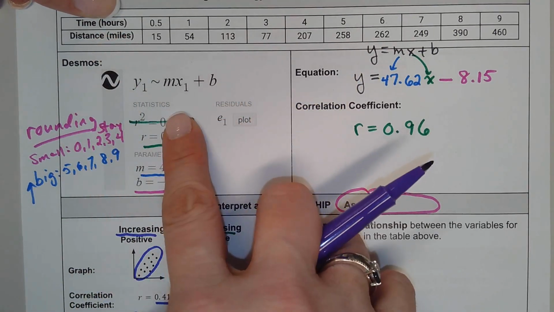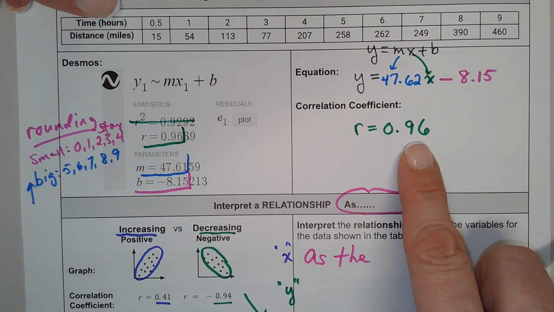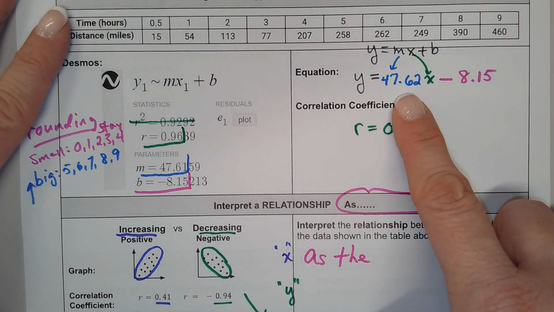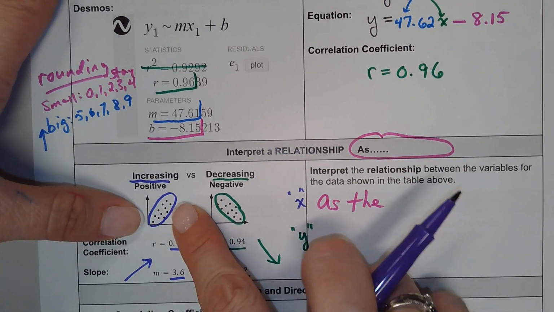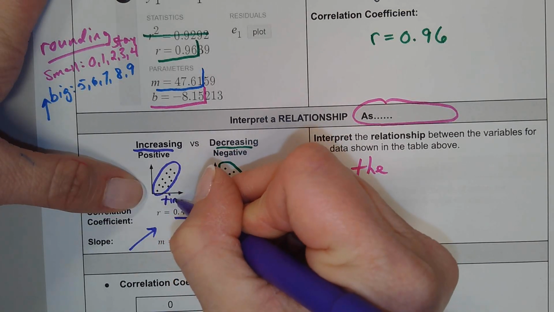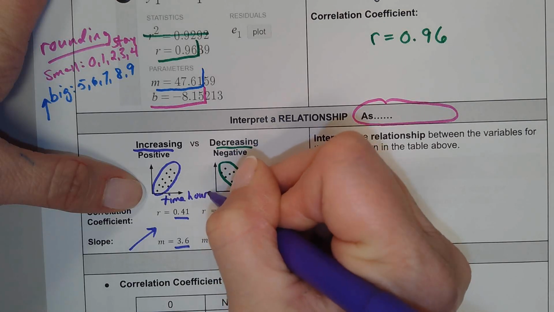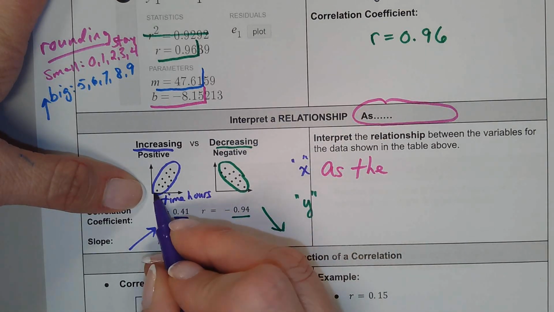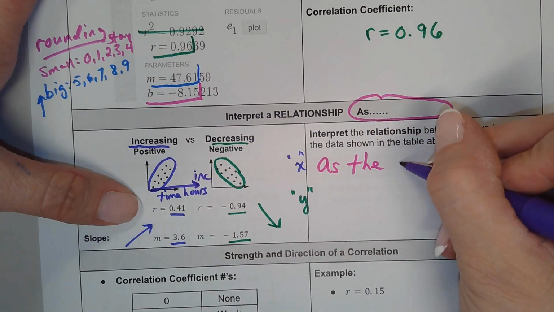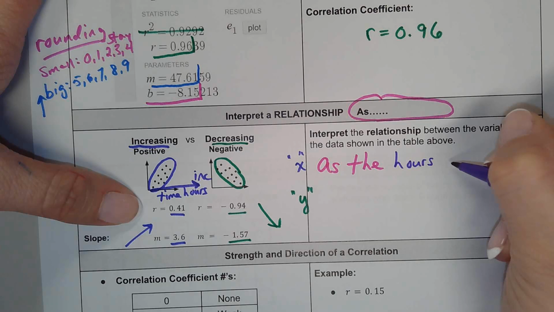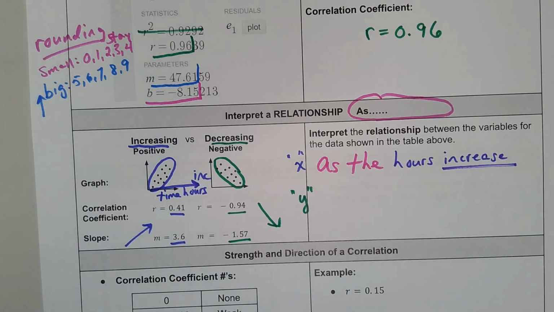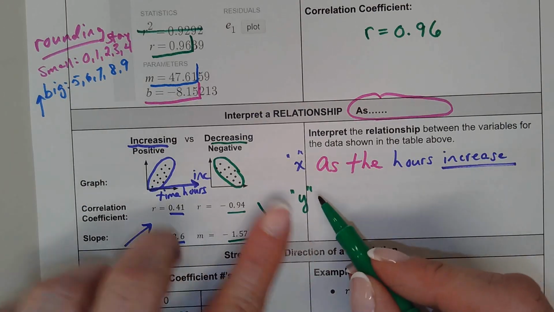I know that this data is increasing. It's got positive correlation. It's got a positive slope. So the data is increasing, and if you want, you can draw a little picture that says time with hours along the X. And we always say increase as the hours increase. We always say increase.